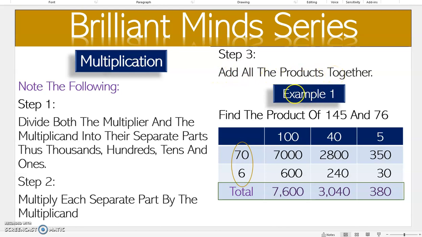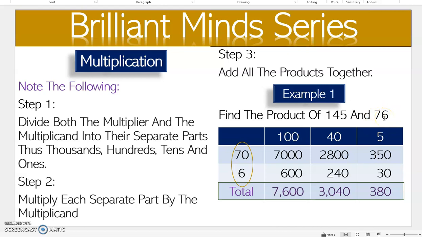So first, let's look at example 1. Find the product of 145 and 76. The 145 is the multiplicand and the 76 is the multiplier. So what you need to know is that we will bring the multiplier in the vertical column and then the multiplicand on the horizontal column. So 76 is the multiplier.